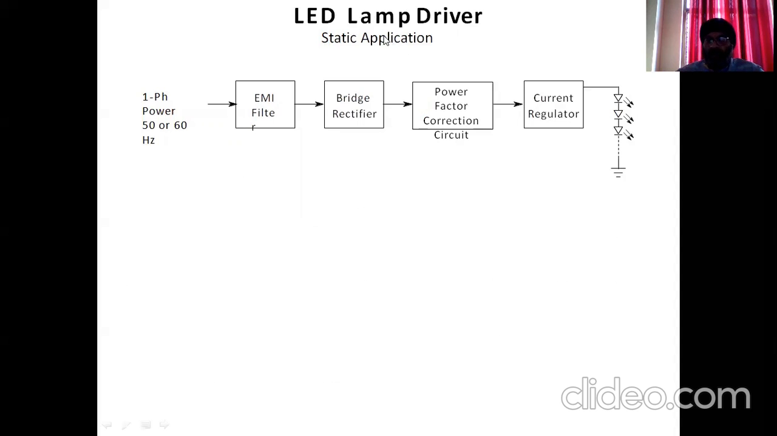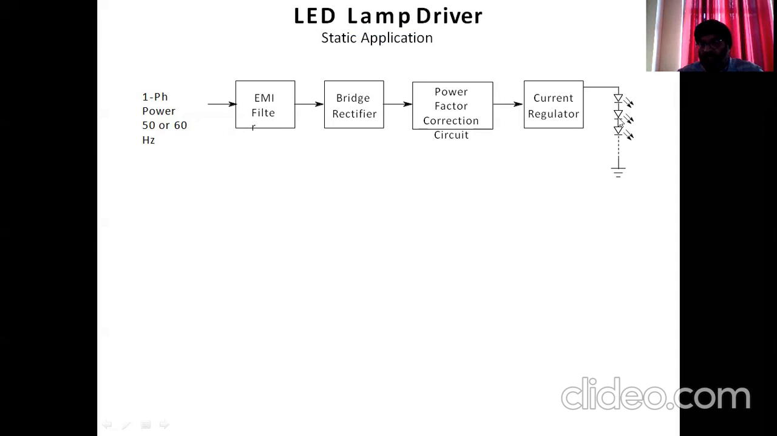Again, the same thing for LED. Mains supply, we have a filter, and a rectifier with a filter, let's say, removing the ripples. We have a power factor correction circuit. In the next slide, I will talk about this power factor correction circuit. And we have a current regulator. Based on this power factor correction circuit, we regulate the current. Regulating the current means either increasing or decreasing the current.